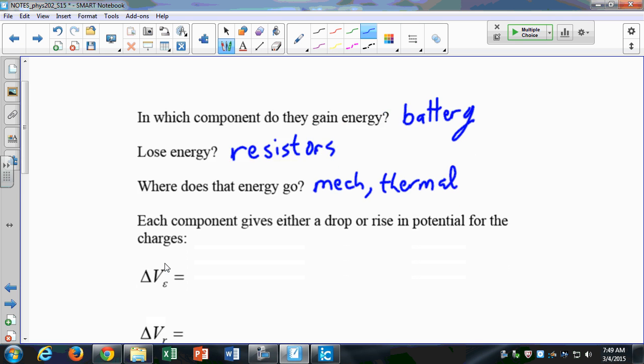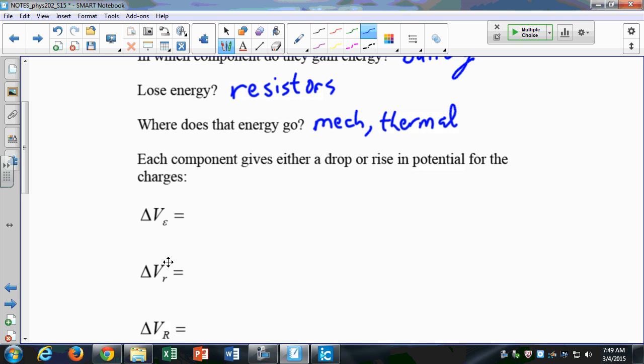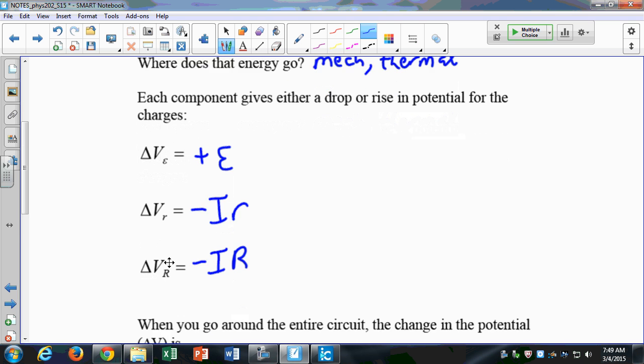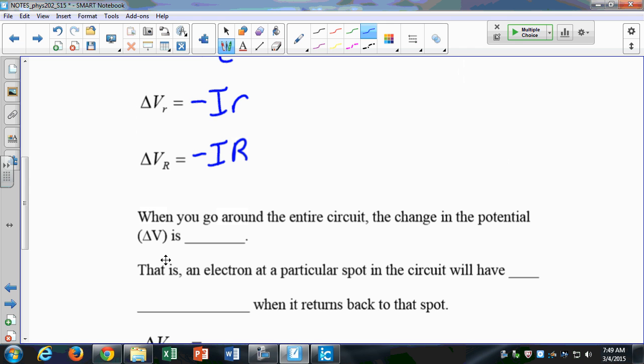All right, so our change in potential for the EMF is going to be plus E. For the internal resistor, it'll be minus I times R. And then for the other resistor, it'll be minus I times big R. And then when you go around the entire circuit, the total change in the potential is going to be zero. This, by the way, is called the loop rule, which is the sum of the changes in potential for the whole circuit across a loop has to equal zero.